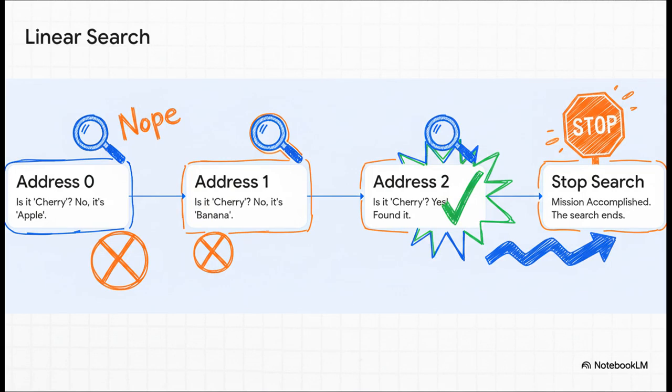This is what we call a linear search. It's incredibly simple. The computer goes to the very first address, address 0, and it asks, is Cherry in here? Nope. Okay, on to the next one. It moves to address 1. Is it here? Still no. Then it gets to address 2, checks inside, and bingo, it found Cherry. Now, here's the crucial part. As soon as it finds it, it stops. Mission accomplished. It doesn't need to check the rest of the street.